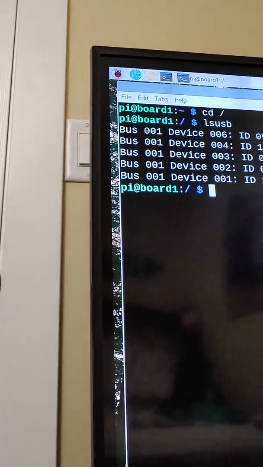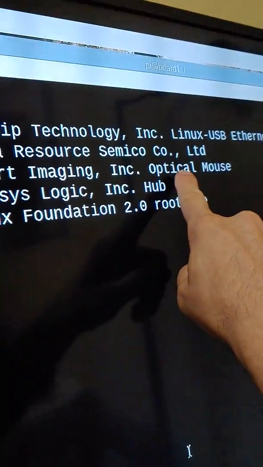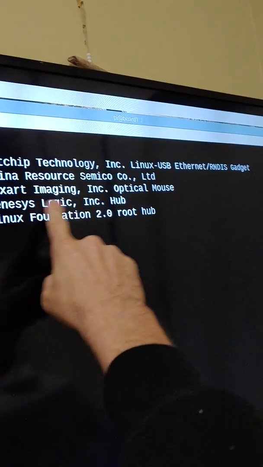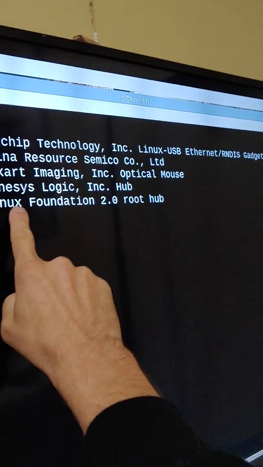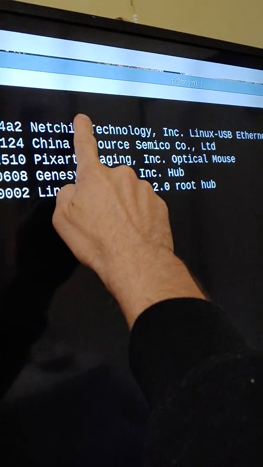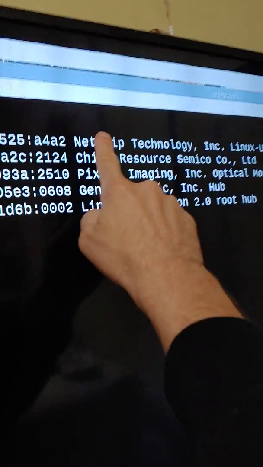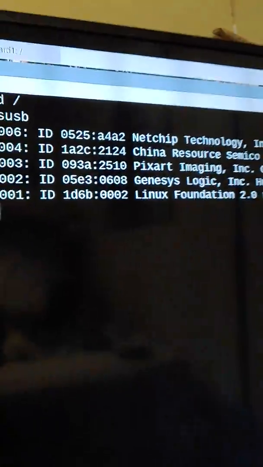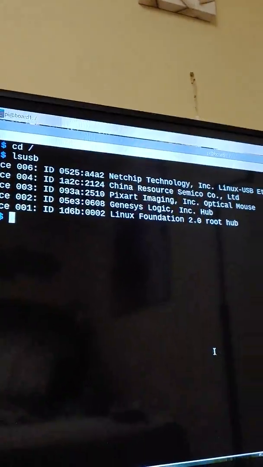Geez, there's only 5 there. I feel like this isn't... So it's got the optical mouse. China Resource Semiconductor, I don't know what that is. Genesis Logic, the hub, I guess. Linux Foundation root hub, that's part of the Raspberry Pi. Ethernet RNDIS Gadget. Okay, this, I think, is our slave board, but I'm not sure.